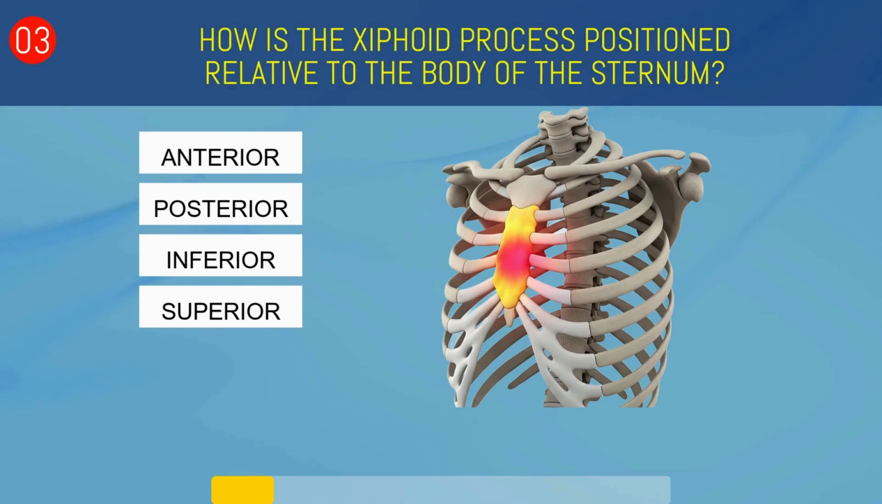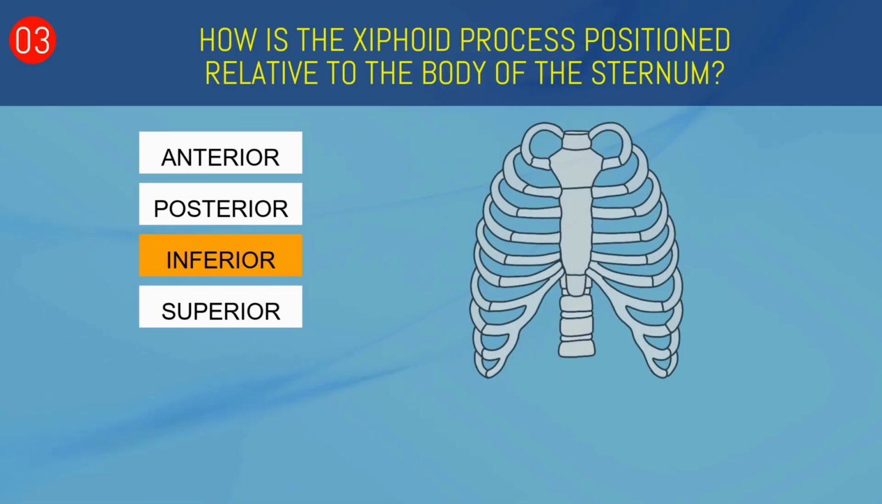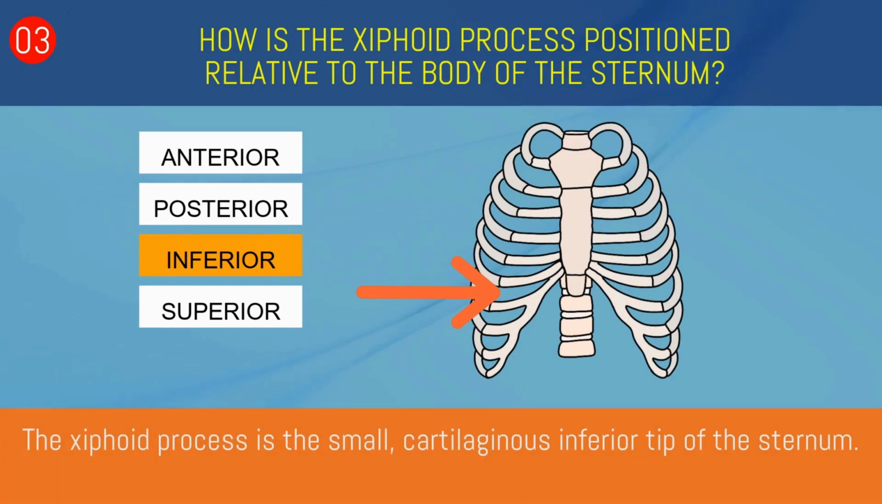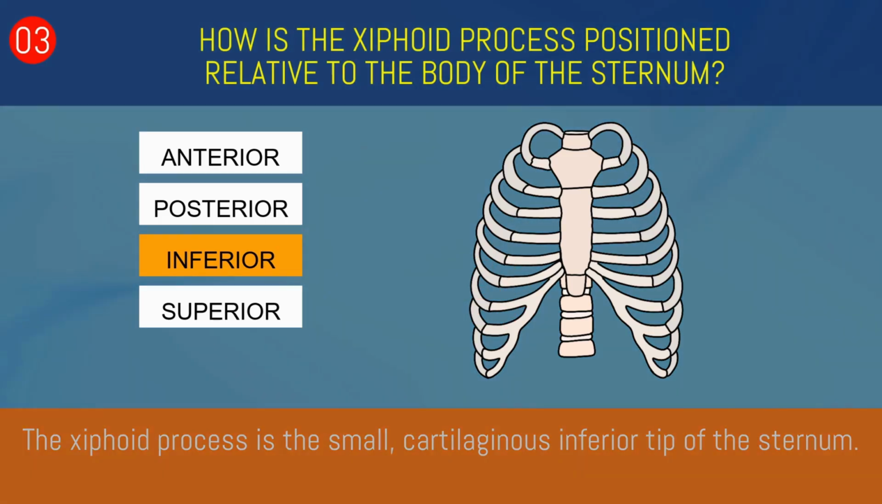How is the xiphoid process positioned relative to the body of the sternum? Anterior, posterior, inferior, or superior? Inferior. The xiphoid process is the small, cartilaginous inferior tip of the sternum.